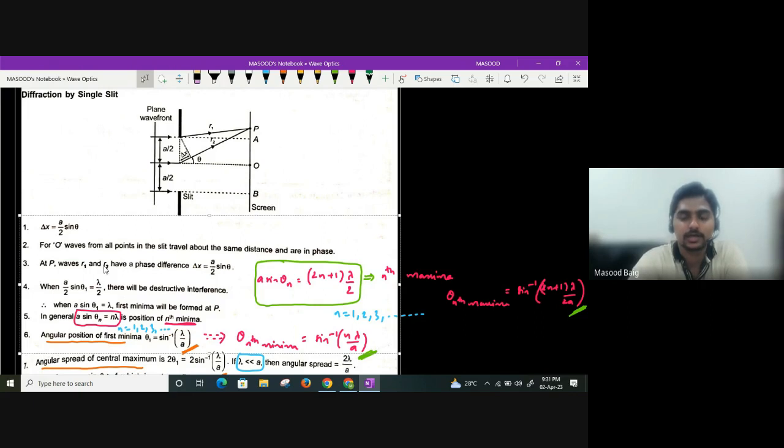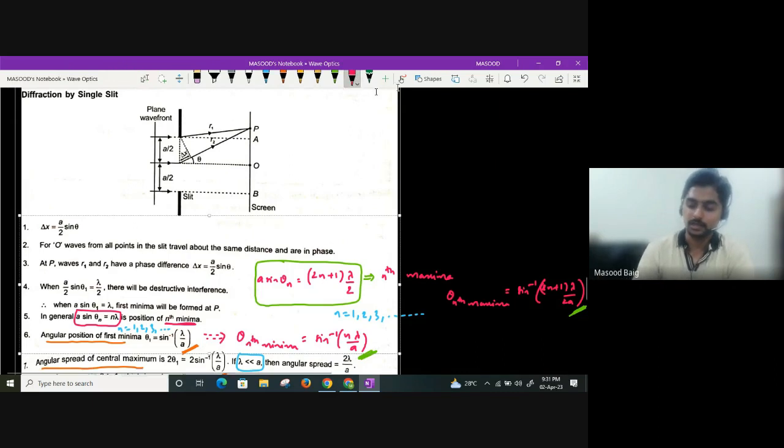Because in interference, central maxima, first maxima, second maxima, third maxima have similar features. Whereas in diffraction, there is a central bright spot which is different from the other bright spots. So that is the reason we don't define the angular position of central maxima.